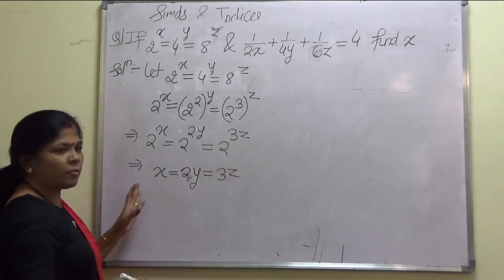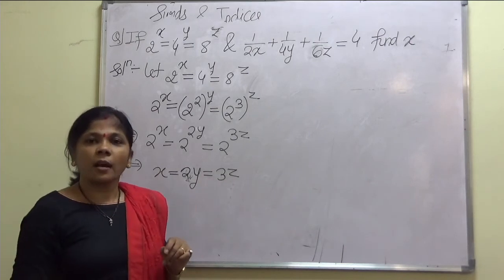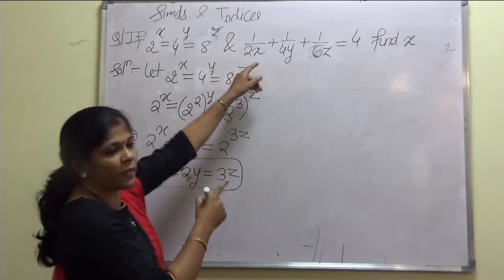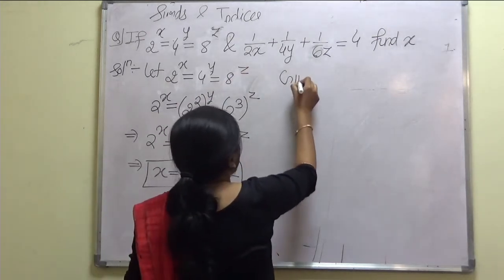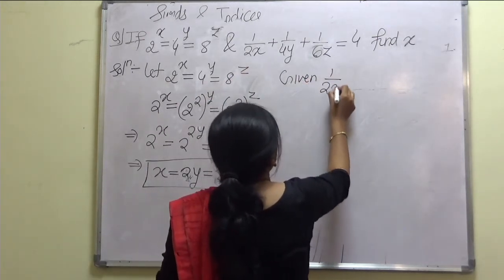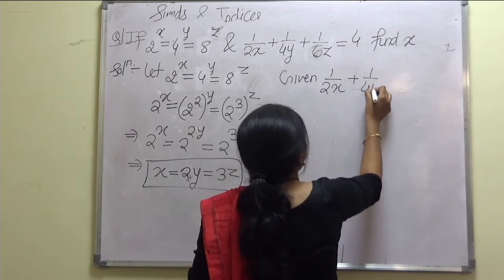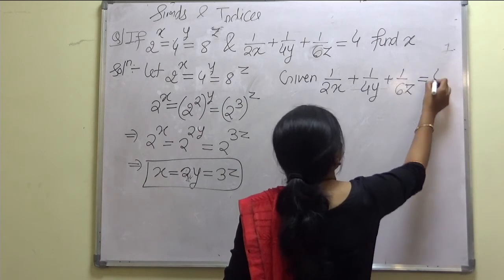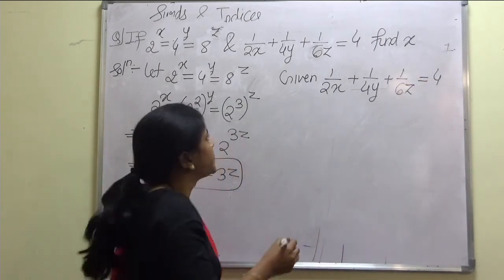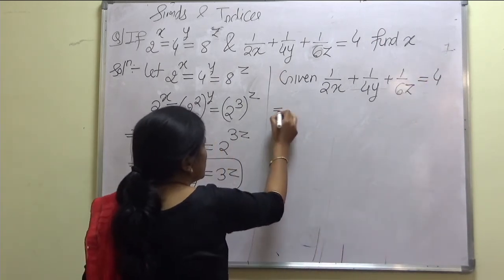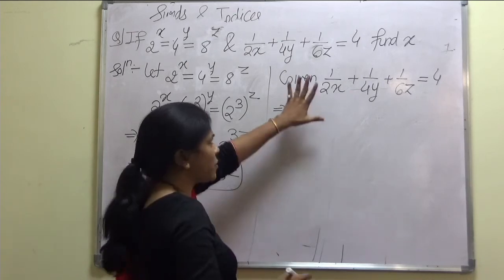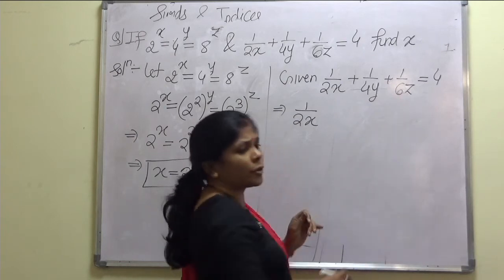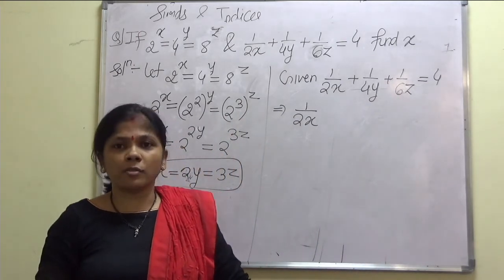Whenever we require, we will make use of this identity which we have obtained here. So let us go to the given expression. It is given that 1 upon 2x plus 1 upon 4y plus 1 upon 6z is equal to 4. This is the given expression. As we wish to find the value of x, let us keep the first term as it is, and we will express the other two terms in terms of x.